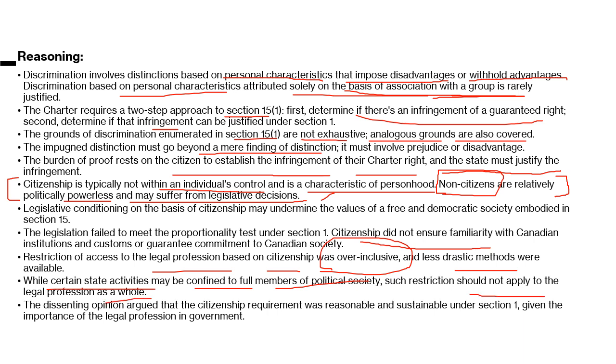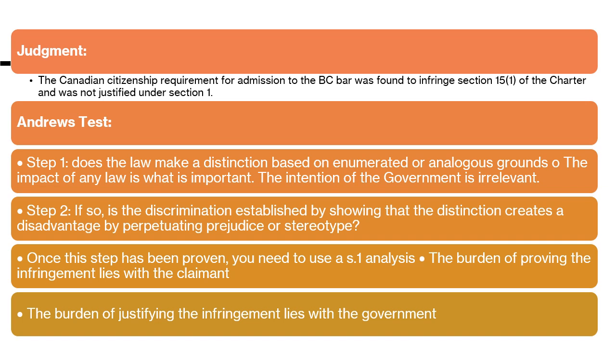profession as a whole. The dissenting opinion argued that the citizenship requirement was reasonable and sustainable given the importance of the legal profession in government, but this dissenting view didn't stand, as the majority said that citizenship is an analogous ground, and based on that a person has full right to have his or her equality rights protected. So the citizenship requirement for admission to the bar was found to infringe Section 15 and was not justified.